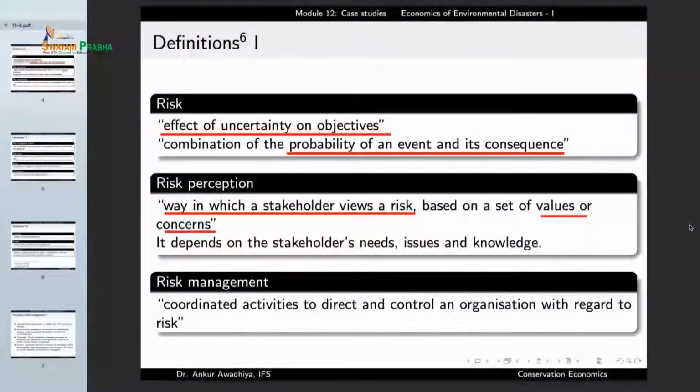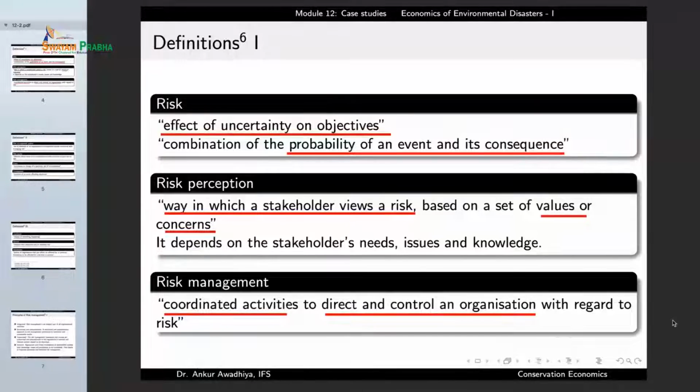Then we have risk management. So, if there is a risk, it has to be managed. Risk management is the coordinated activities to direct and control an organization with regard to risk. So it is a set of coordinated activities. So it's not a one-off solution, it is a set of coordinated activities that all aim to direct and control an organization with regard to the risk.